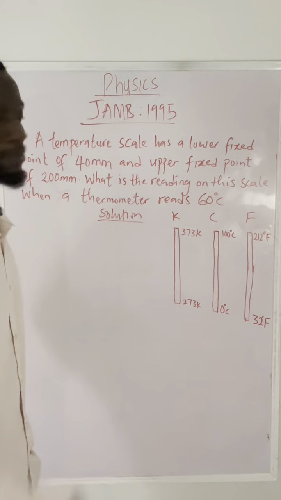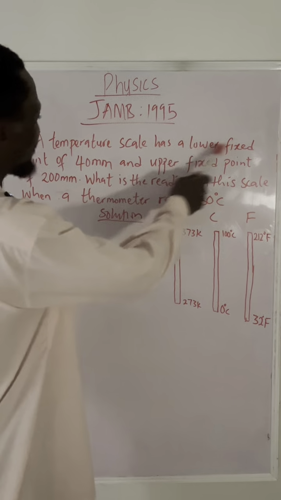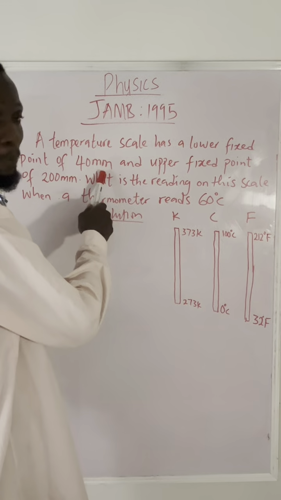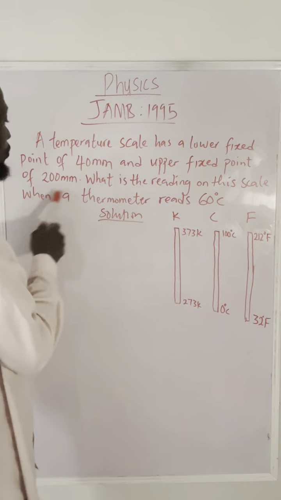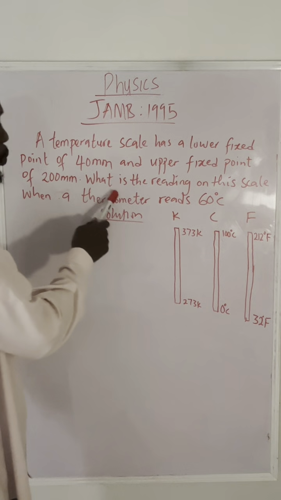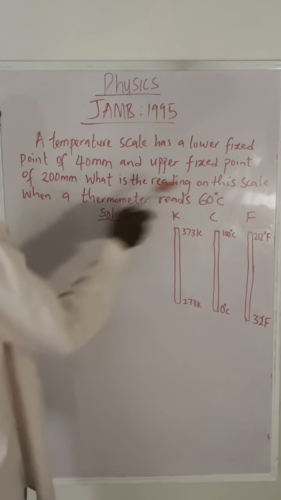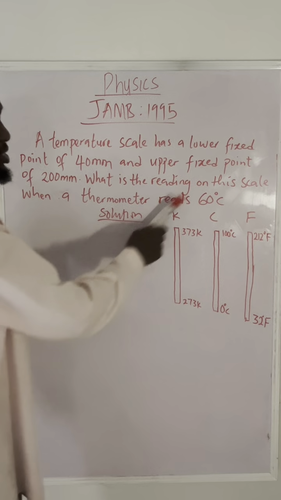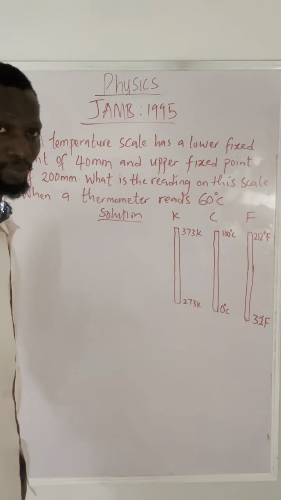Solve this problem: a temperature scale has a lower fixed point of 40 millimeter and an upper fixed point of 200 millimeter. What is the reading on this scale when a thermometer reads 60 degrees Celsius?